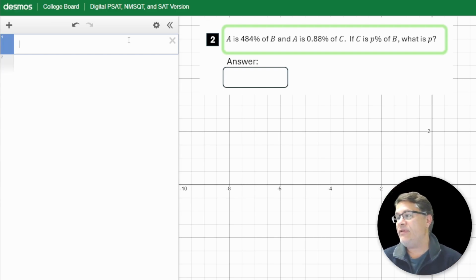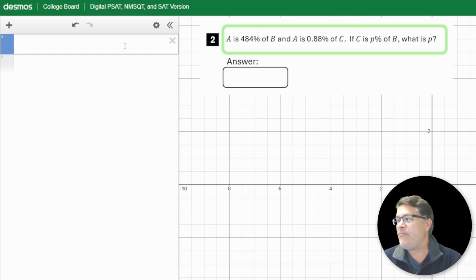Now, you guys are going to love this because we are going to use a pretty cool strategy here. And that strategy is to say, you know what? If A is 484% of B and A is 0.88% of C, then if C is P% of B, what is P? To make sense of all this, what you want to do is say to yourself, wait a second, maybe I have something called a free variable. A free variable is basically one that you could literally assign anything to, okay? And then once you do that, you're going to see how the problem is going to unfold.